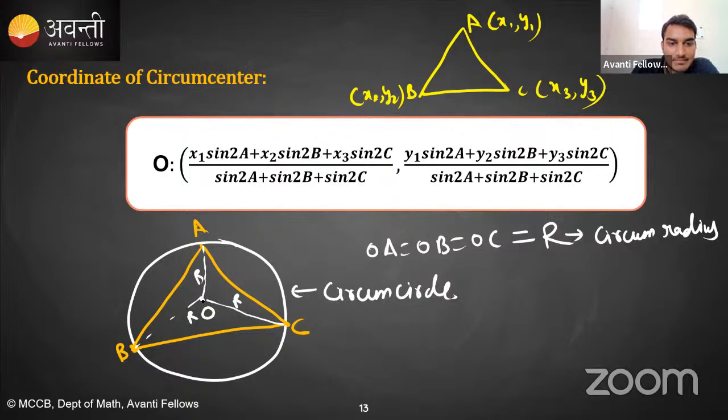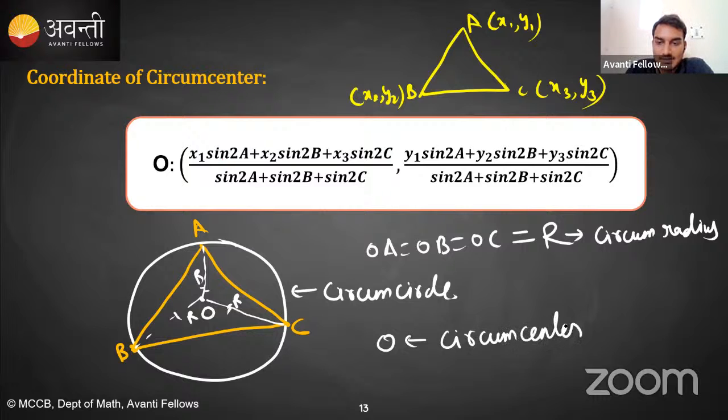Because this is a center, and A, B, C are at an equal distance from it. So if I assume OA as a radius and draw a circle keeping O as the center, then the circle has to pass through A, B, C. Right? That's why OA, OB, OC are equal. This is known as circumradius, and this circle is known as circumcircle. Clear? What is O? O is the circumcenter of triangle ABC.